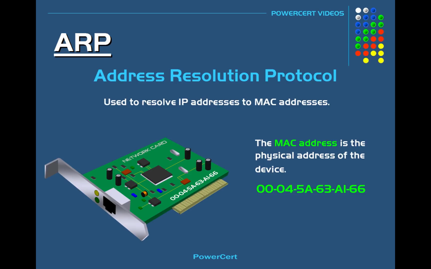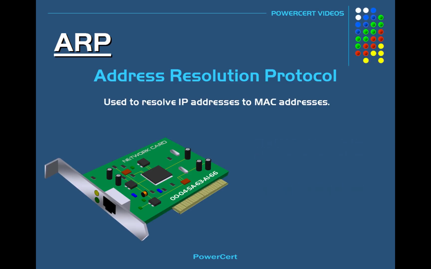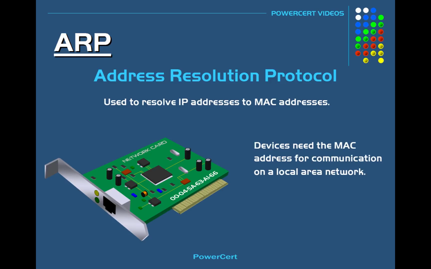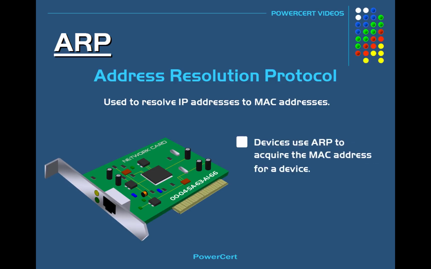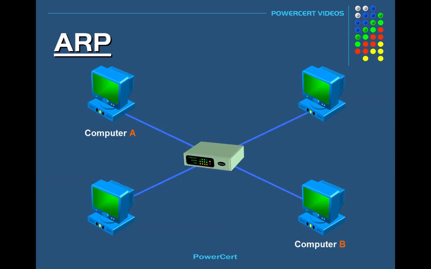Whenever a device needs to communicate with another device on a local area network, it needs the MAC address for that device. And devices use ARP to acquire the MAC address for that device. So as an example, let's say that computer A wants to communicate with computer B. Now computer A already knows the IP address for computer B, but in order to communicate with computer B, it still needs its MAC address.